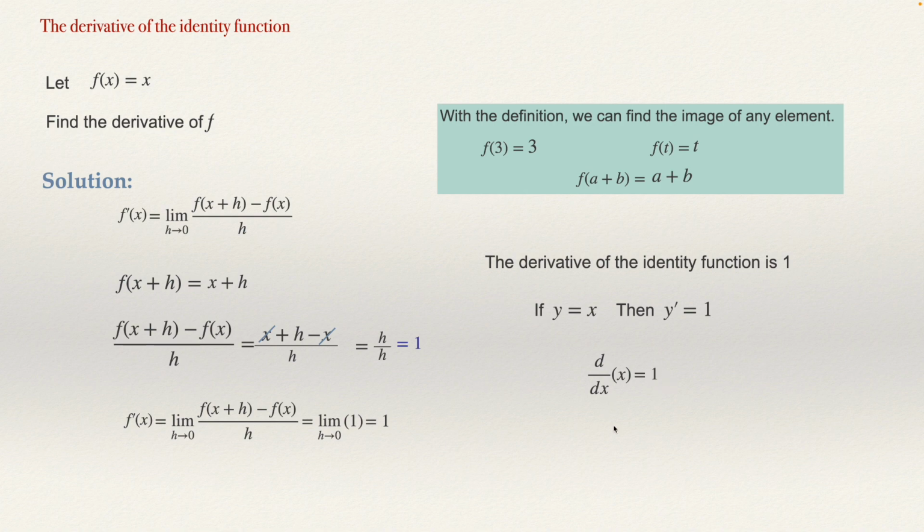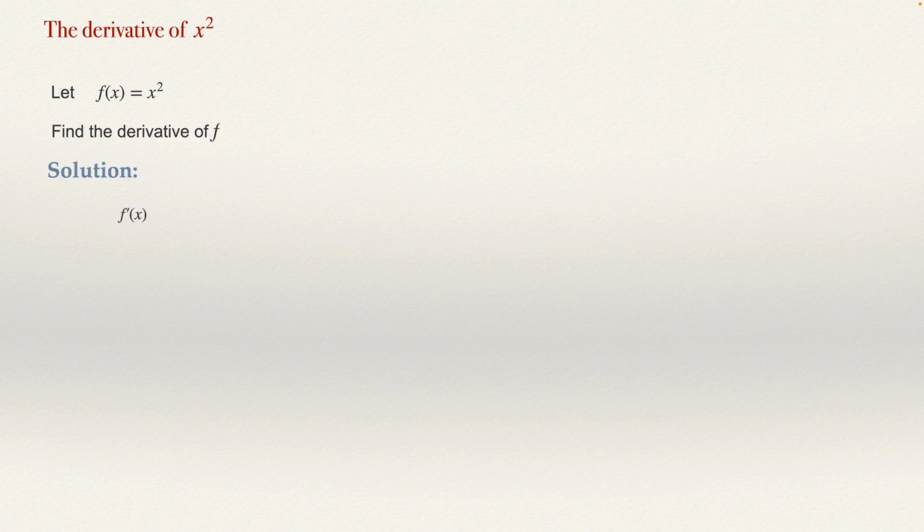Another function that people use a lot is f of x equals x squared. What is the derivative of this? Most people know it, but how do we obtain this derivative? If f of x equals x squared, we have to find the derivative using the definition, remembering that the definition is always this. We need to compute the image of x plus h, and the image of whatever element will be the element squared.